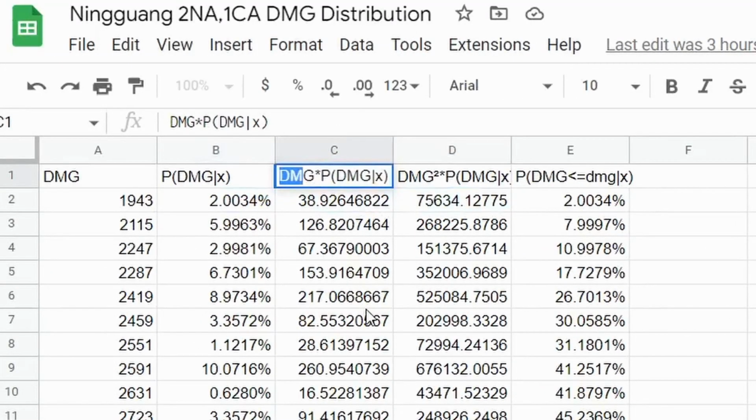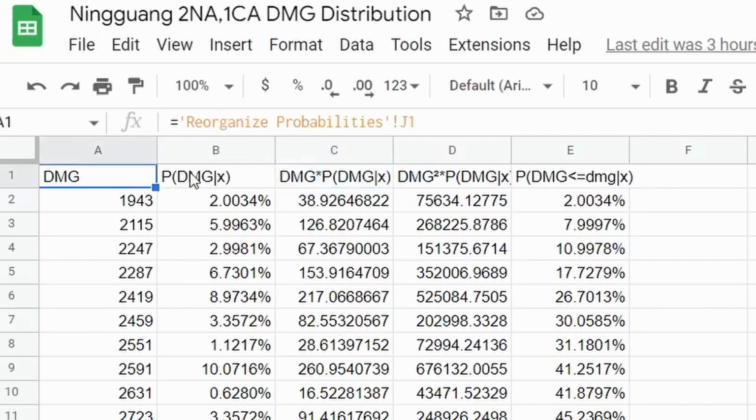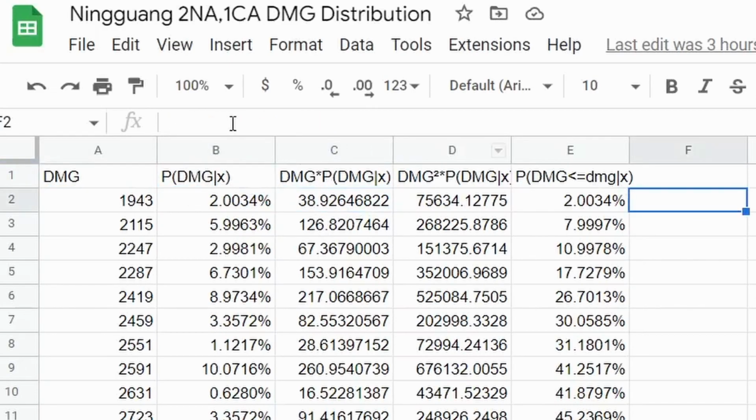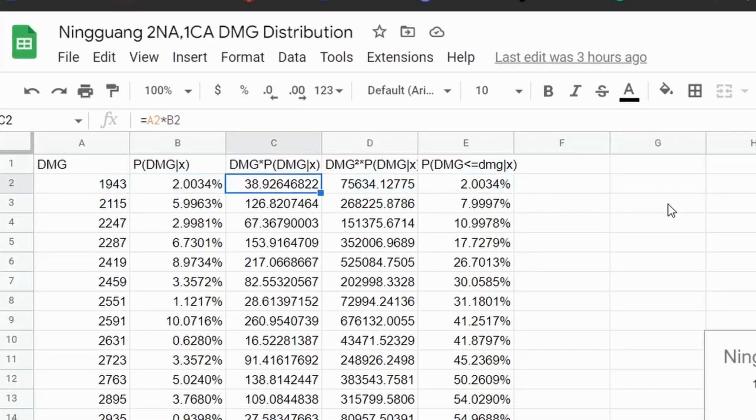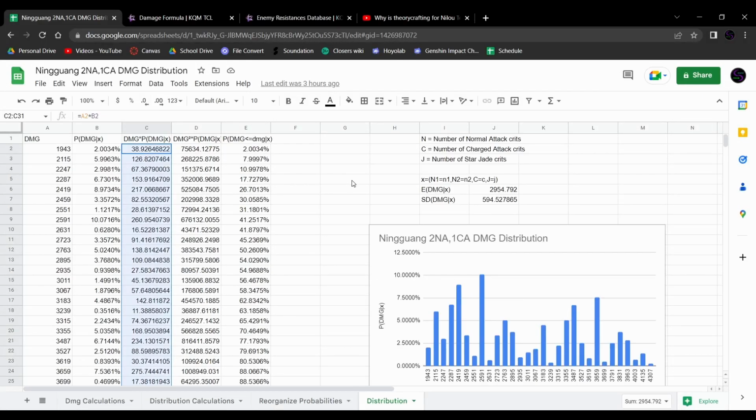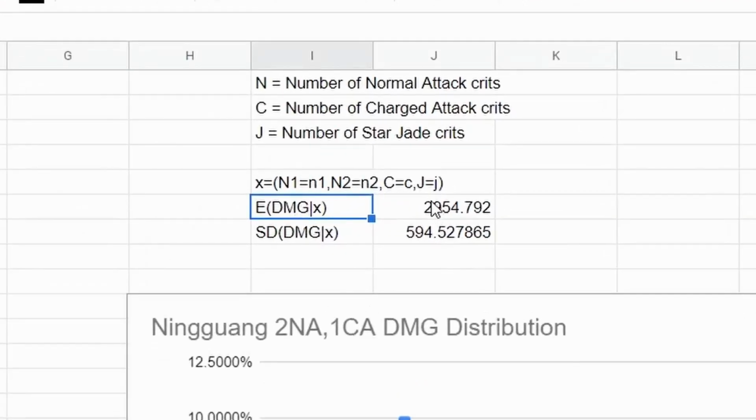You take the value, which is the damage, multiplied by the probability of getting that damage. Notice again that this is not just the probability of doing the damage, it's the probability of doing damage given this specific sequence. So again, keep that in mind, and we multiply them, and then we can sum these all up, and that gives us our expected value, which is basically the same exact thing as average. It actually is.